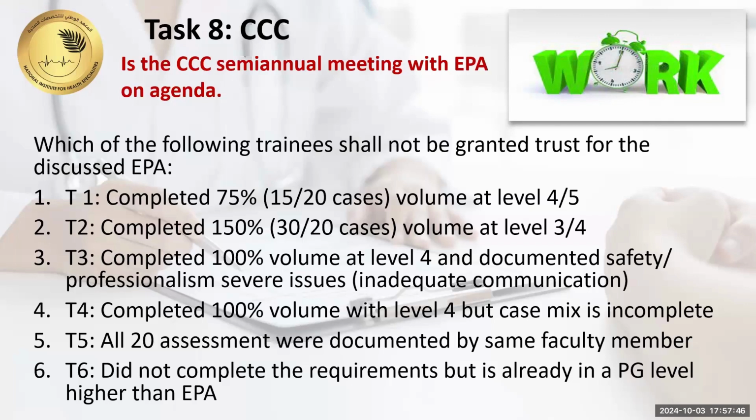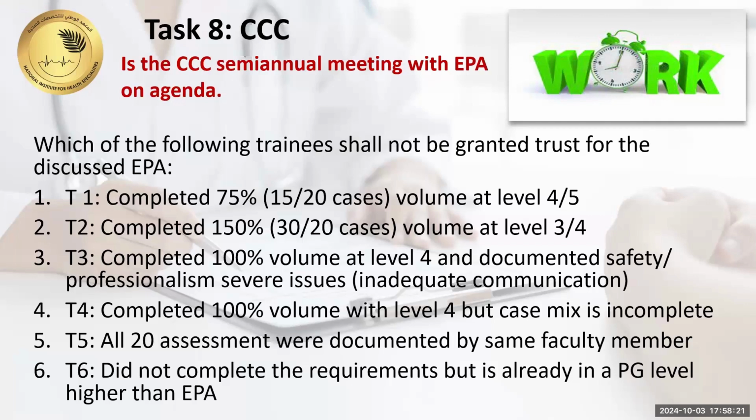In the milestones which are described under that EPA, there is nothing about communication. So the assessor could not select one of the milestones because it was simply not there. So he chose to communicate with the CCC through that note. The trainee was rude and had a very inadequate communication with the team. Then it's the number 4 trainee who completed 100% volume with the level 4.